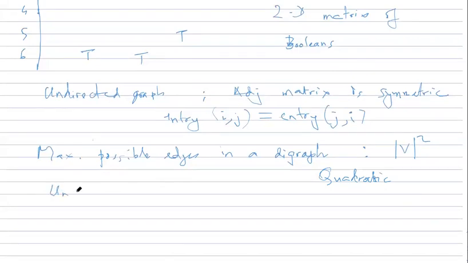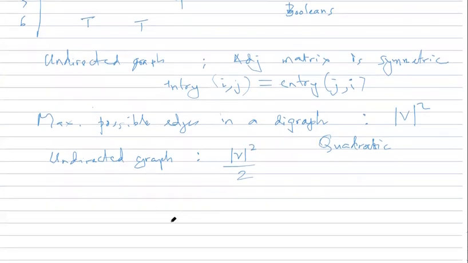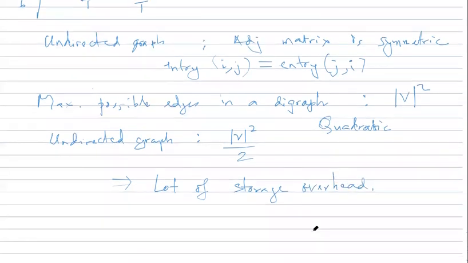In the case of an undirected graph, the number of edges is V squared divided by 2 because of the symmetry. So clearly, this quadratic space can be a lot of wasted space, a lot of storage overhead. Okay.